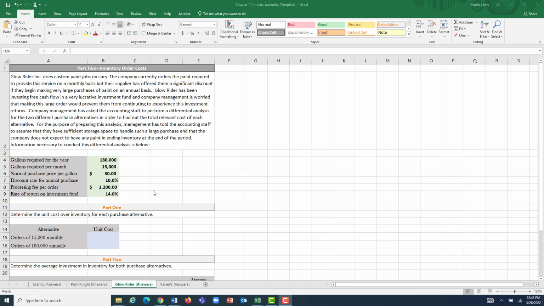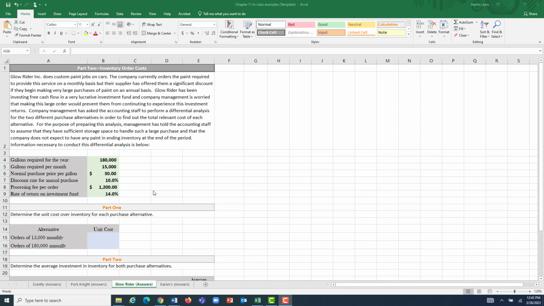Company management has asked the staff to perform a differential analysis, what we're going to do here, for the two different purchase alternatives in order to find out the total relevant cost of each alternative. For the purpose of this analysis, we're going to assume a few things. We are going to assume that we have sufficient storage space to handle such a large purchase.